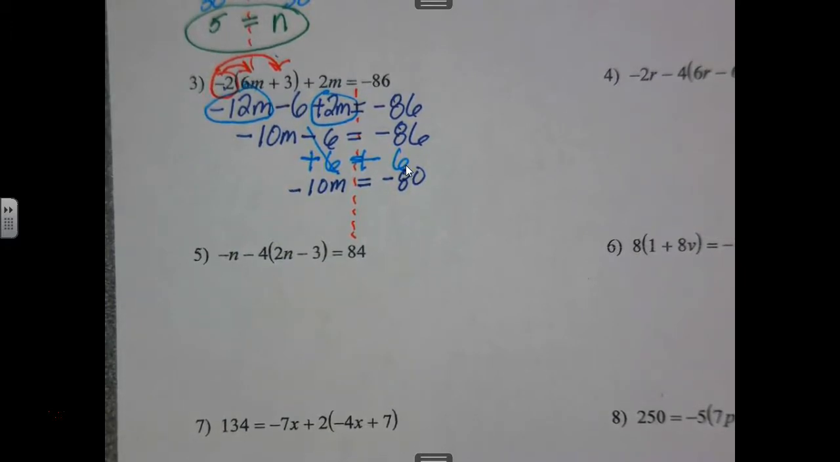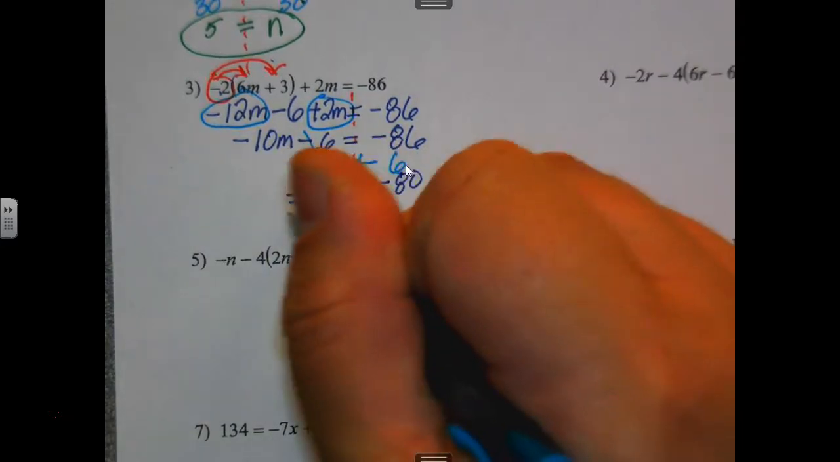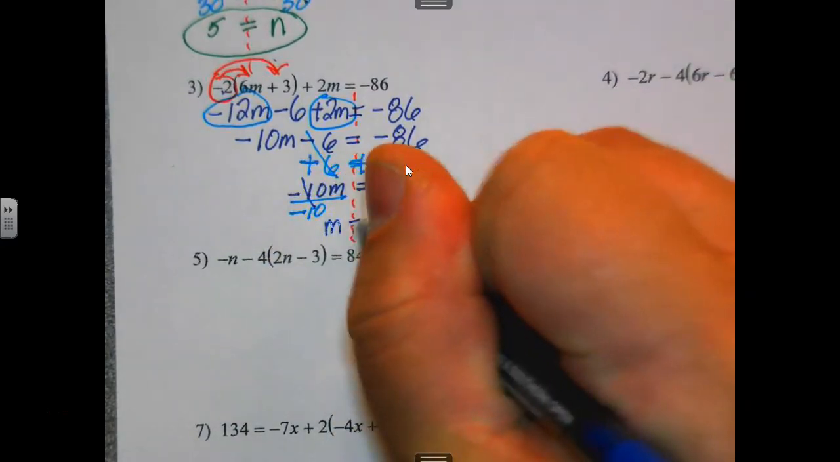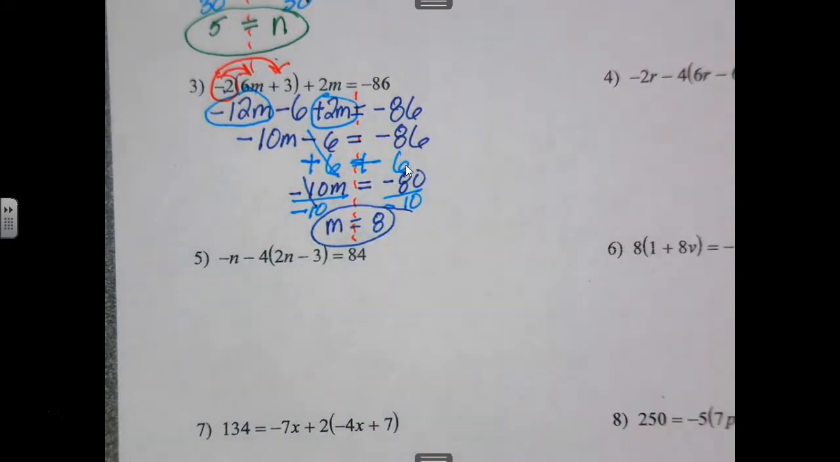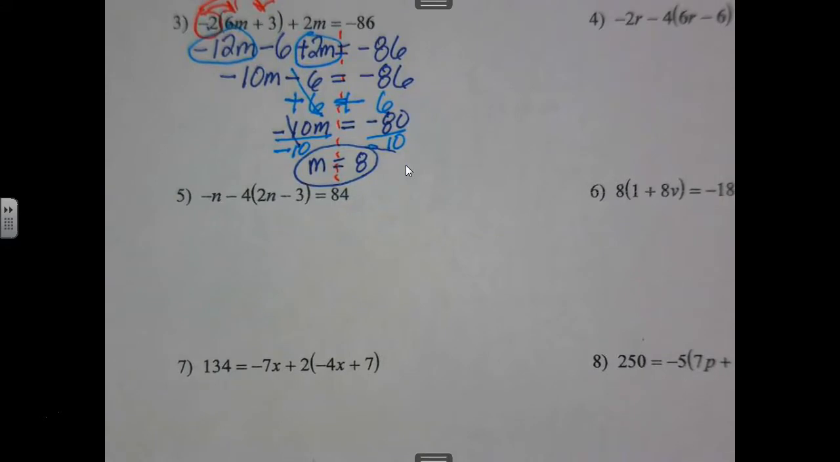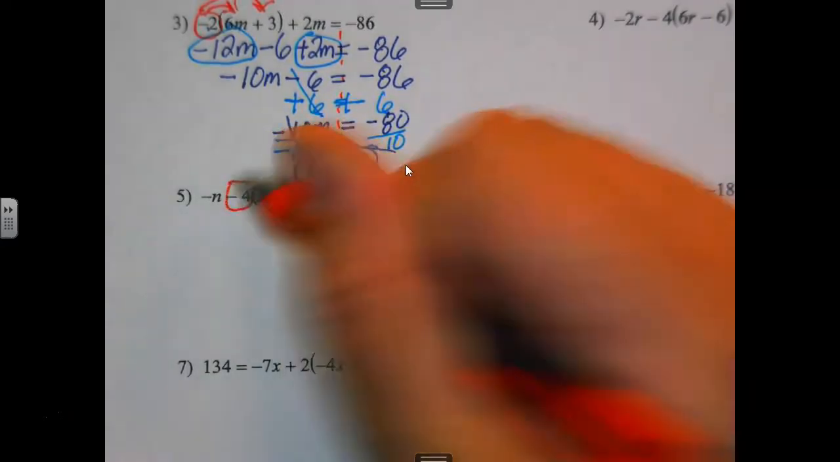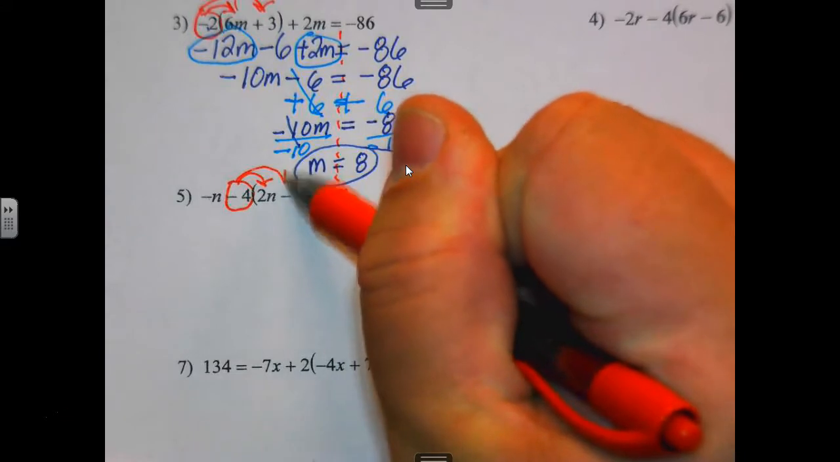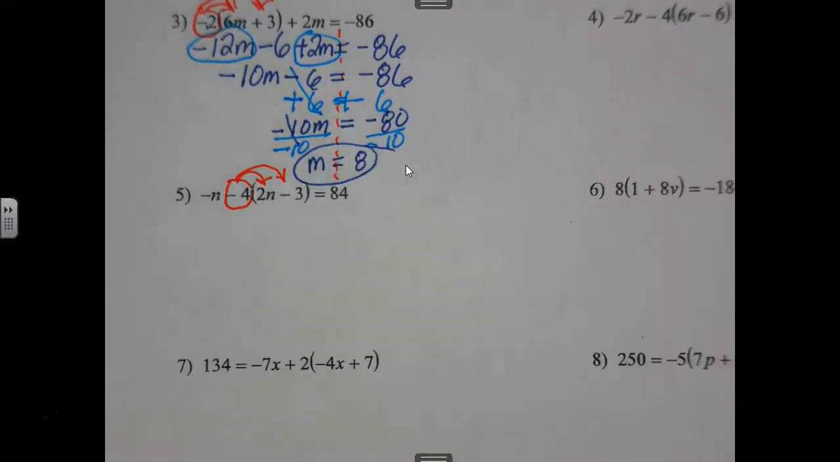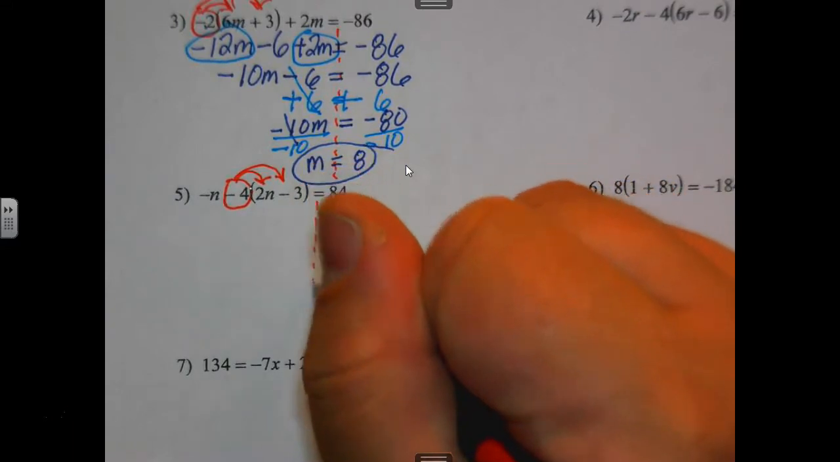Okay, divide both sides by the coefficient, negative 10. And you're correct. M equals negative divided by negative. Okay, number 5. I have a number -4 in front of parentheses, so I get to distribute that over the parentheses. What do I do with the minus n? That's right, bring it down.